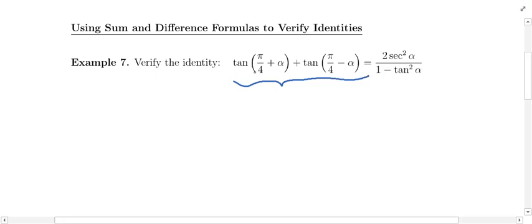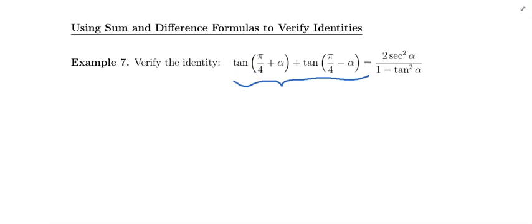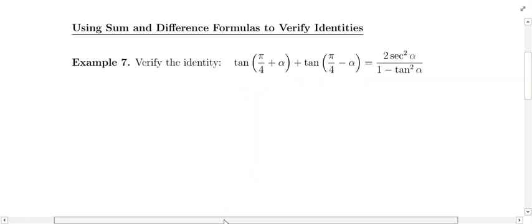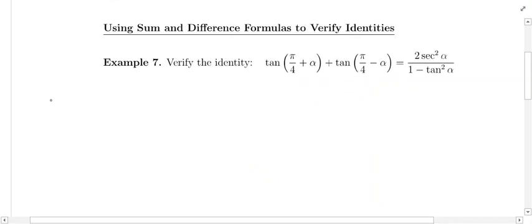When I look at this, I think I can do something with this left side, because I have the tangent of something plus something, and I also have the tangent of something minus something. So I can apply the sum and the difference identities for tangent. That's where I'm going to start, and then I'm going to try to arrive at the other side. Always start by writing down the side that you're starting with. Always write that down.